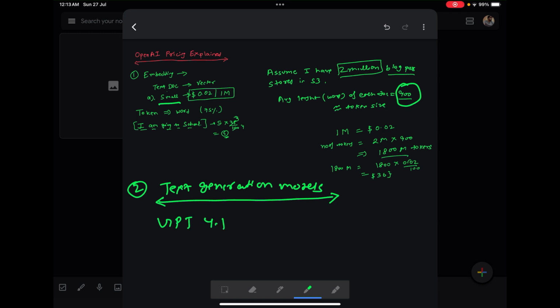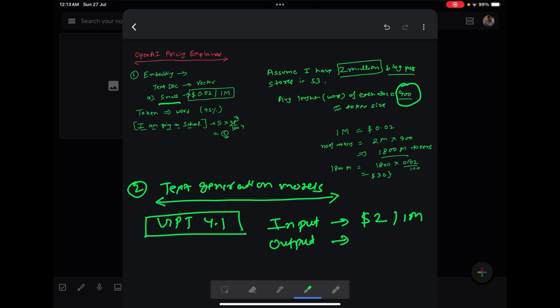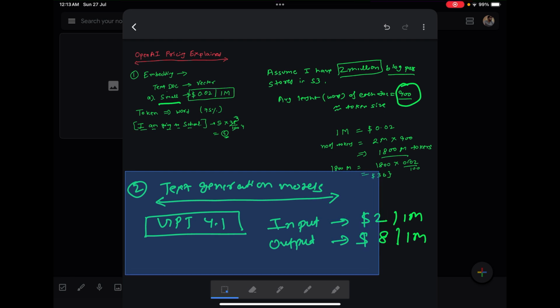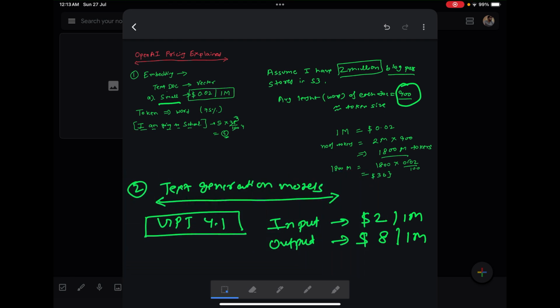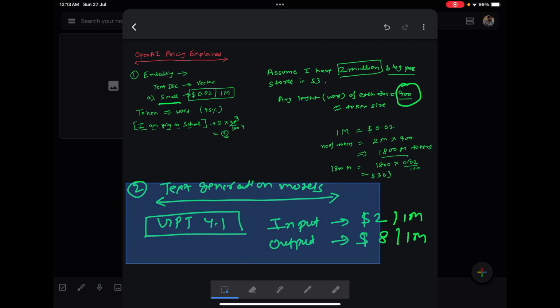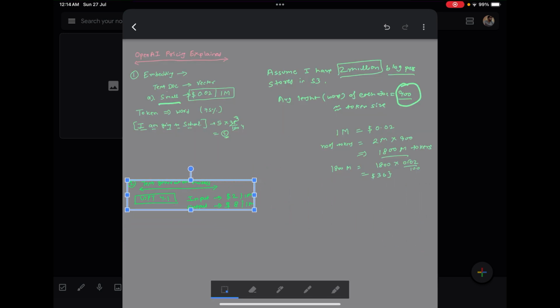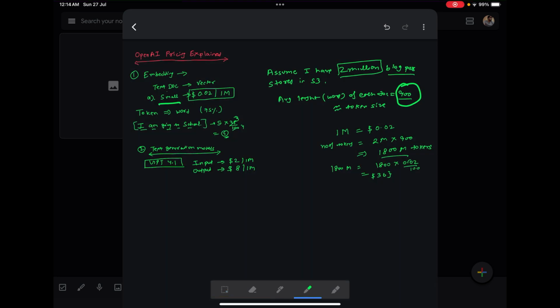So GPT 4.1, and the website of GPT 4.1 lists that for input you will be charged $2 per 1 million tokens, and for output you will be charged $8 per million tokens. And if you ask me, this is quite expensive. So let's put it aside and try to do some sort of calculation.